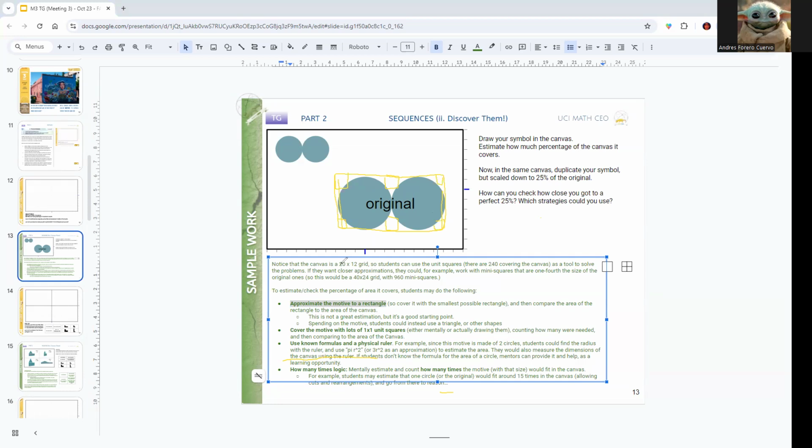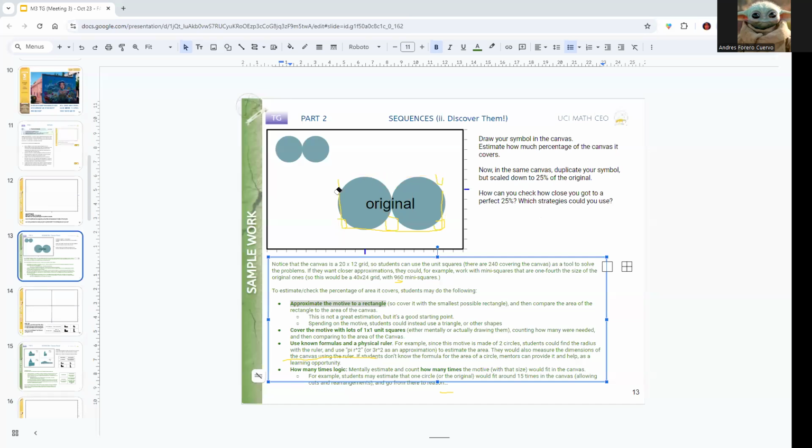Remember that this is a 20 times 12 grid. So it has 960 mini squares, almost 1,000, right? So they could also use this numerical tool to conclude things about areas.